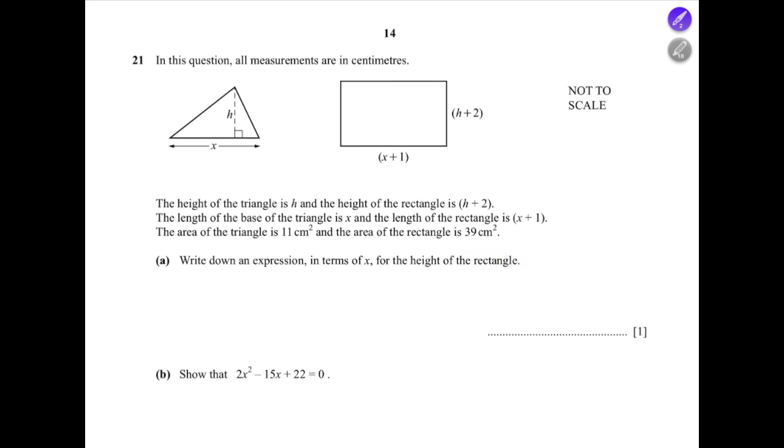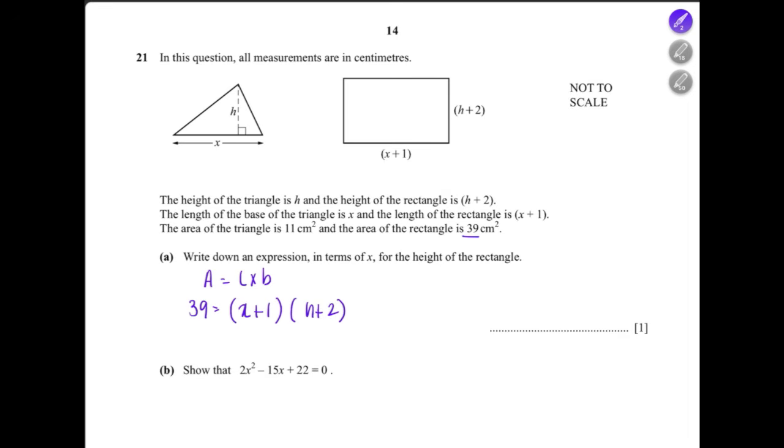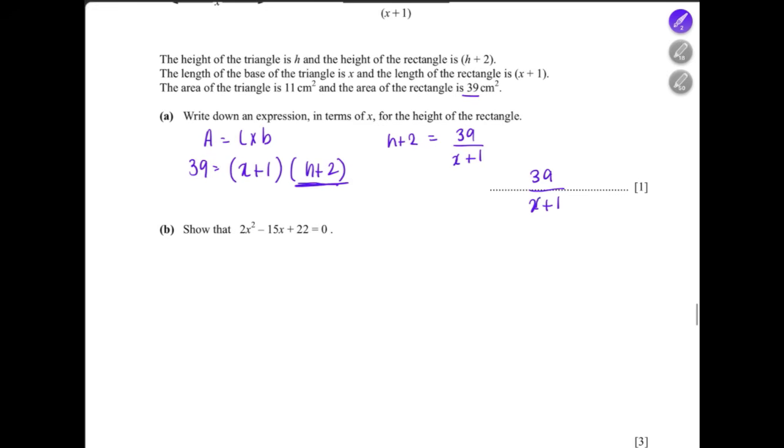Okay, so they told us that the area of the rectangle is 39 centimeters square. Remember, area equals length times breadth. So area 39 equals, what is length? It's x plus 1 multiplied by h plus 2. So now we know the height is h plus 2, right? So we can just make h plus 2 the subject, equals 39 divided by x plus 1. So that's your height in terms of x. Because it says in terms of x, that means you need to show x in your final answer. Next, show that 2x squared minus 15x plus 22 equals 0.